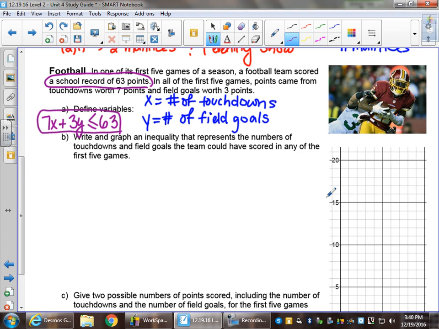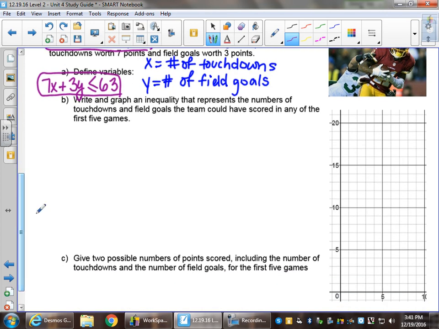So this differs from the other football question we did, because if I remember correctly, the other one said this other team has scored this many, your team wants to win, so it was greater than or equal to their total. Here, we're talking about their own record of 63 points. What's possible that they scored in those games? If that's their record, that's the most points they ever got. So less than or equal to 63.